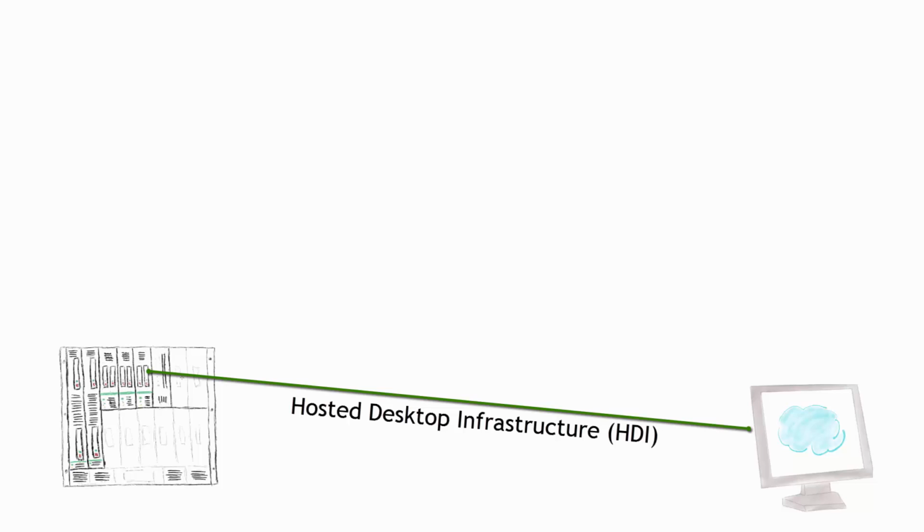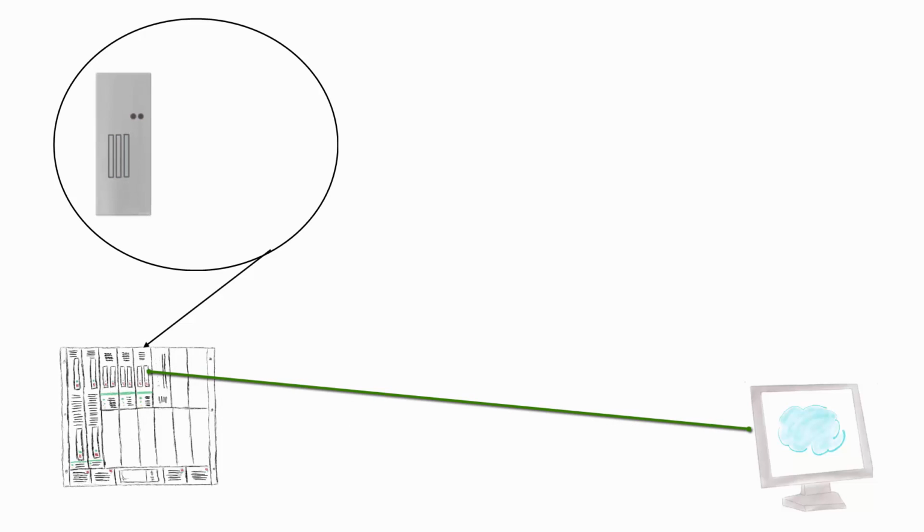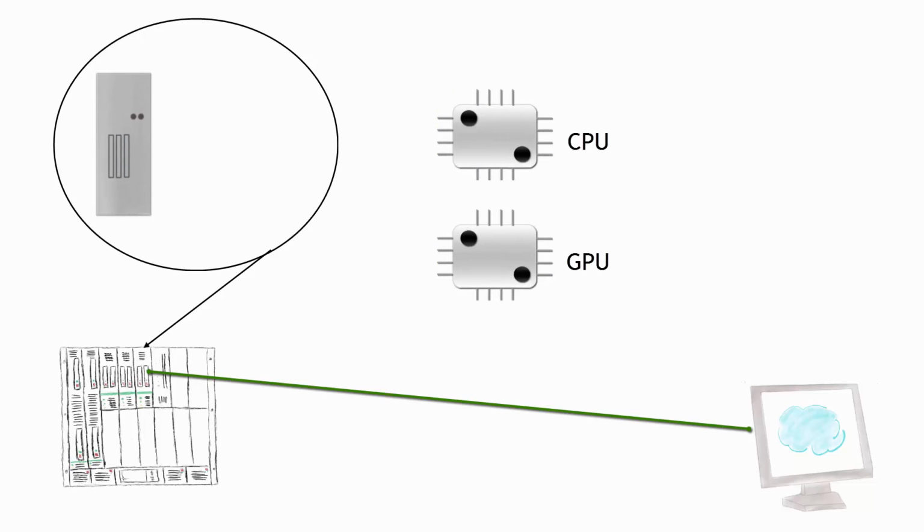So let's take a few minutes to talk about virtual desktops, the ability to optimize the management of that desktop environment. And let's start with two different technologies, one called hosted desktop infrastructure, or HDI. Now in HDI, you see a blade server there. Basically, you're getting a physical blade.